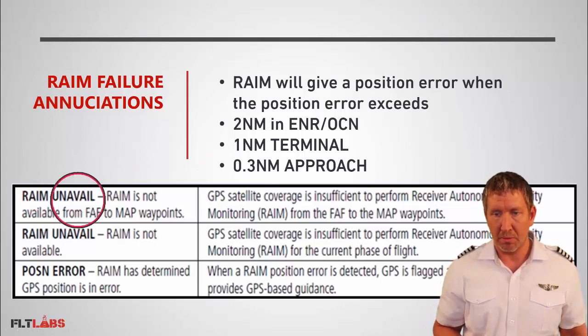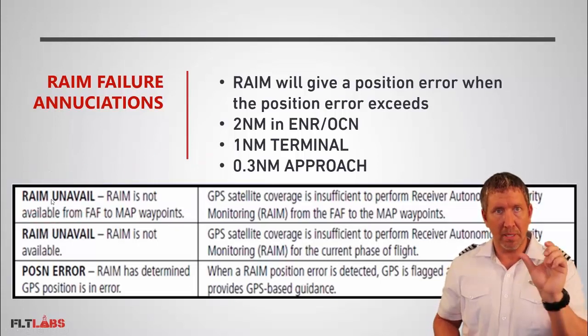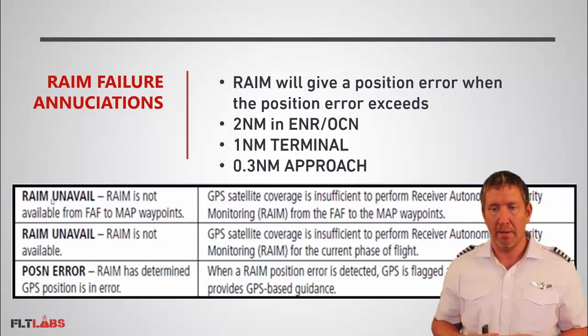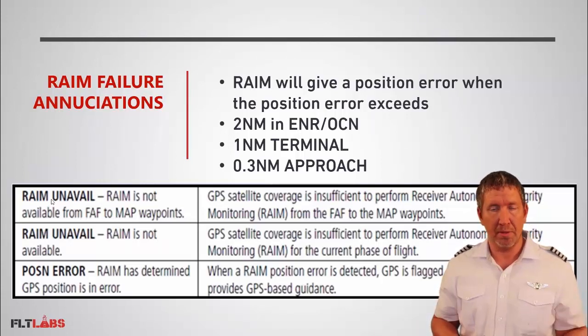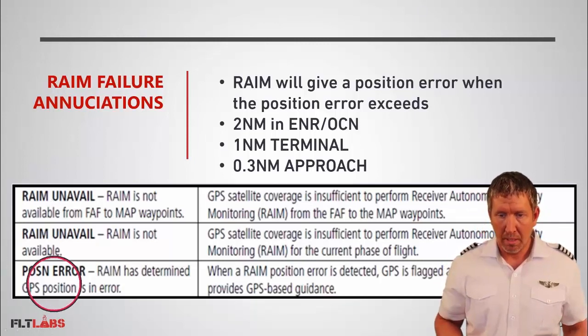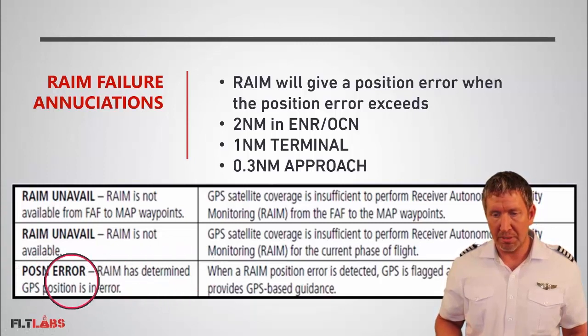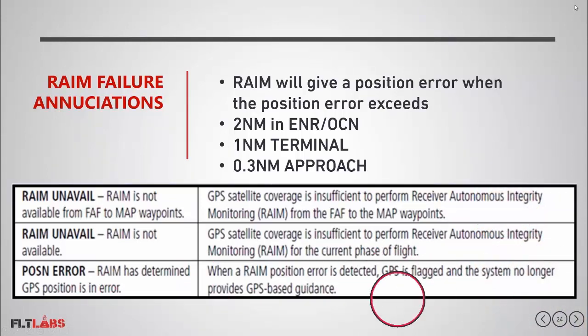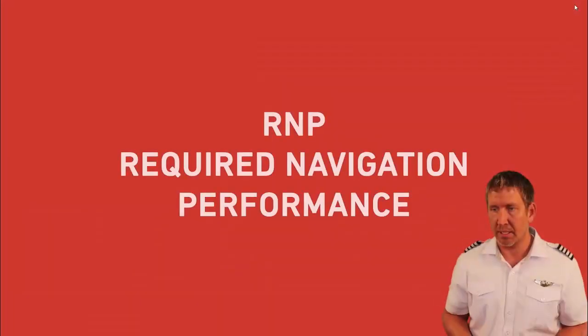Typically what we'll see is RAIM unavailable, and that's going to be a message that we get on the G1000 or a 430, and it's going to say that RAIM's not available from just not available, or from the final approach fix to missed approach point. Position error, that means the RAIM has determined GPS position is in error. Okay, when we get that, the GPS is flagged, system no longer provides GPS guidance, so it's no good anymore, and then I'm going to show you what that looks like here in a second.